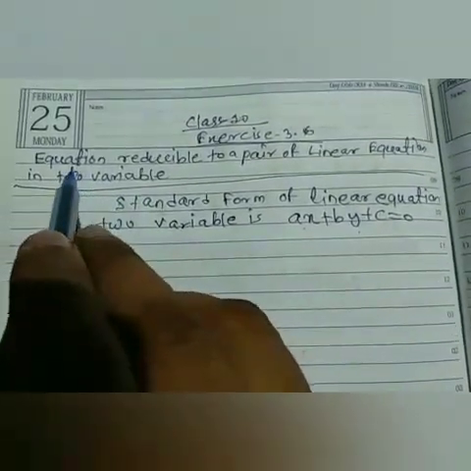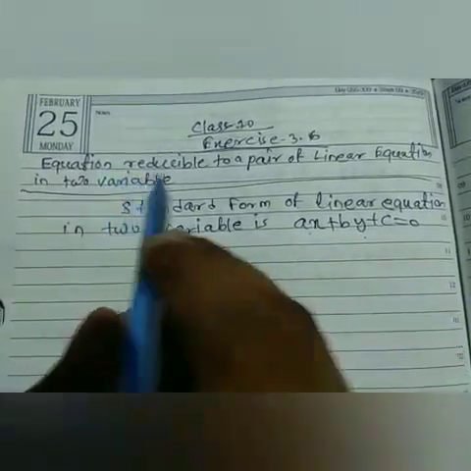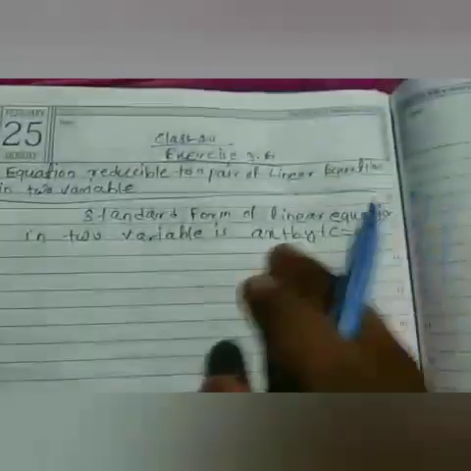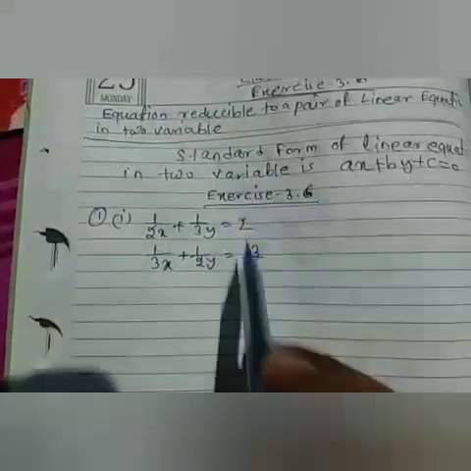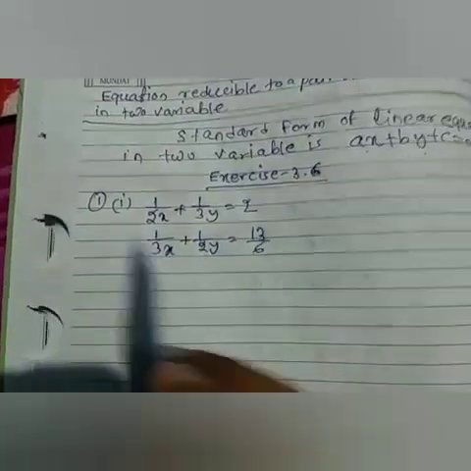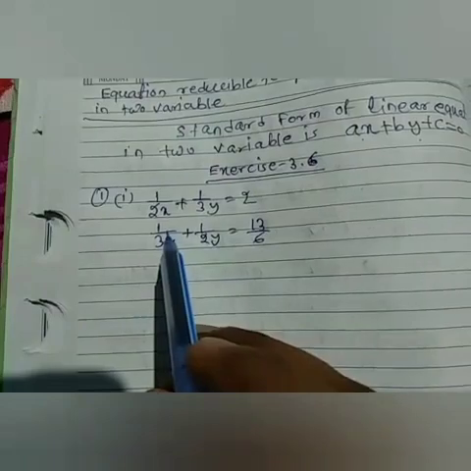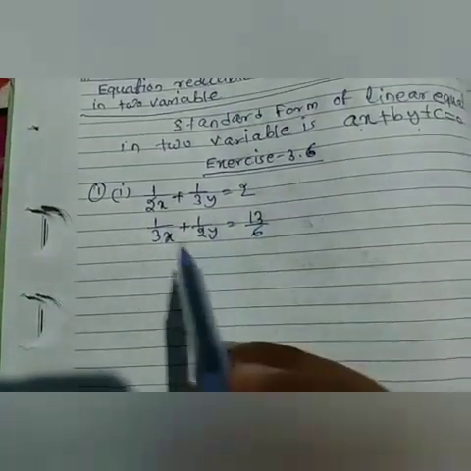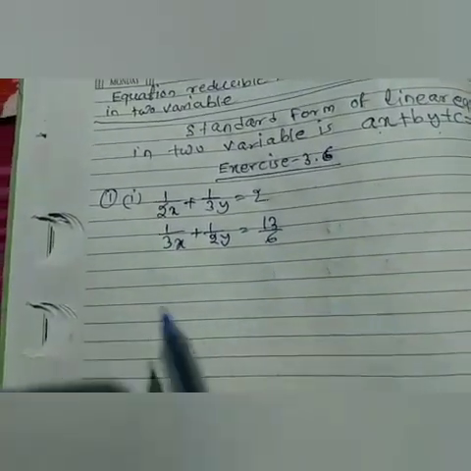But today we have to read a different form of an equation which we have to solve. Exercise 3.6. First question is 1 by 2x plus 1 by 3y equals to 2 and 1 by 3x plus 1 by 2y equals to 13 by 6.